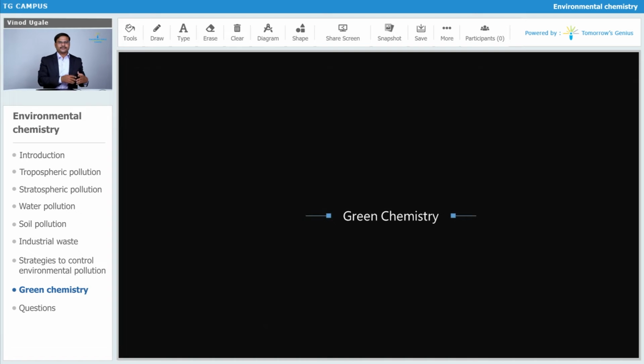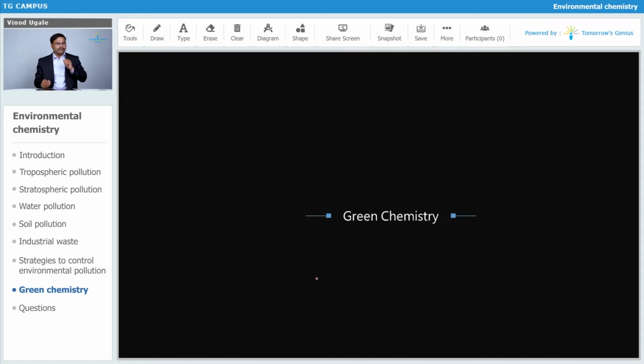So we have seen various types of pollution. We have seen industrial waste generated by us. Then we have seen strategies to control the pollutants. Now let's go for how to reduce the generation of byproducts, the generation of pollutants. So we should have such chemical methods which will not generate such pollutants or such harmful byproducts, and from there onwards there is the era called green chemistry.